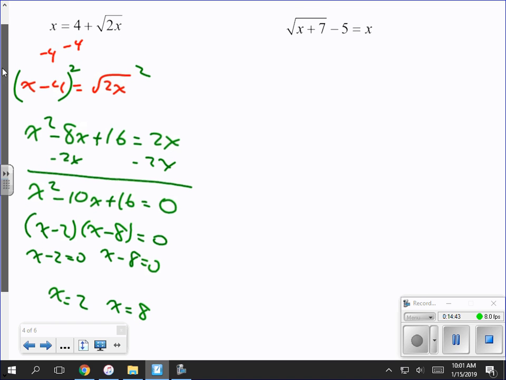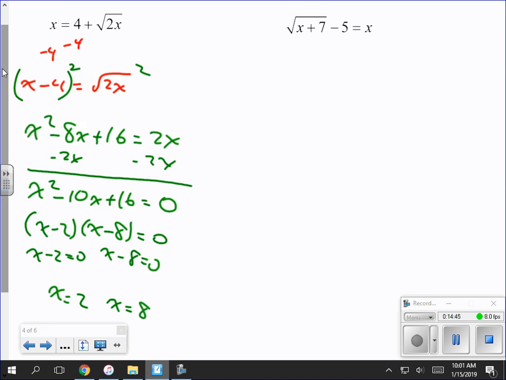So in the original problem, I plug in 2. 2 times 2 is 4. Square root of 4 is 2. 4 plus 2 is 6. 2 does not equal 4 plus 2. Doesn't work. That one's no bueno. So I toss out that one.